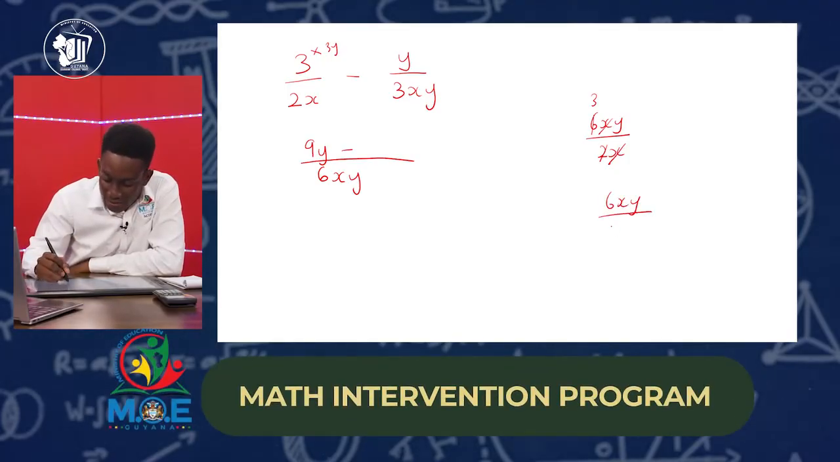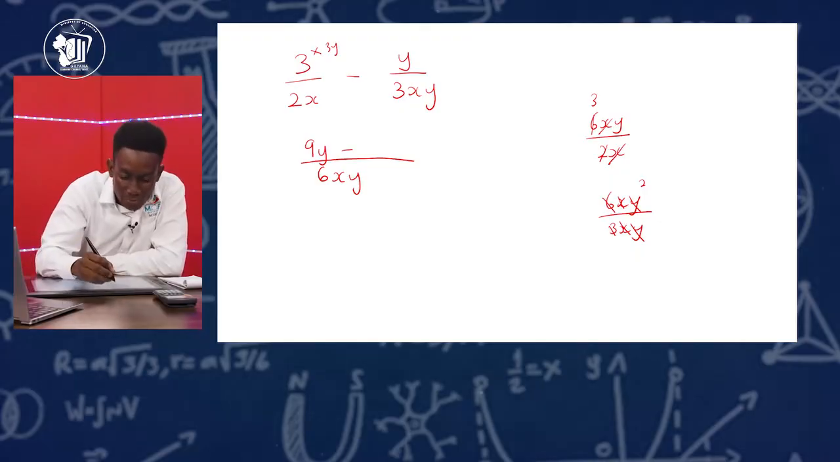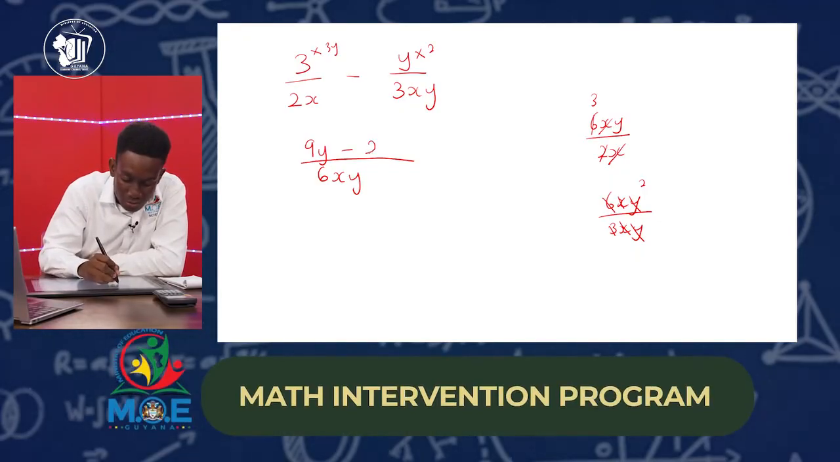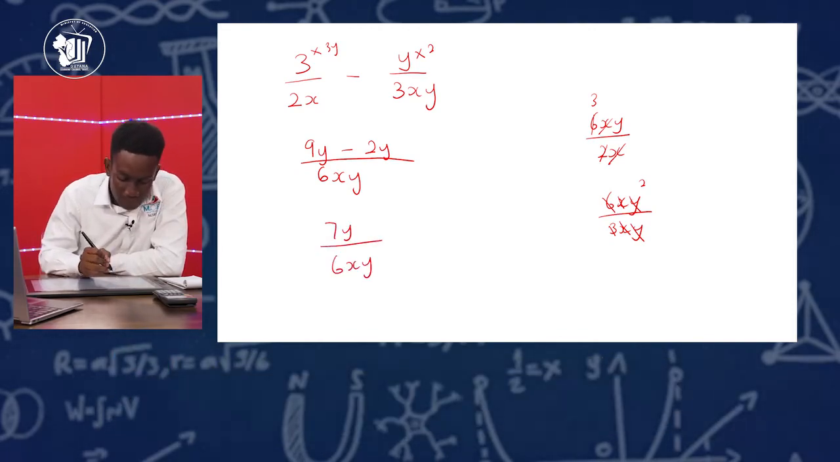6xy divided by 3xy. This y will cancel with that y. This x will cancel with that x. 6 divided by 3 will give you 2. So we take that 2 and multiply it by the numerator, which is y. So y times 2 would be 2y. So 9y subtract 2y would be 7y, all divided by 6xy.